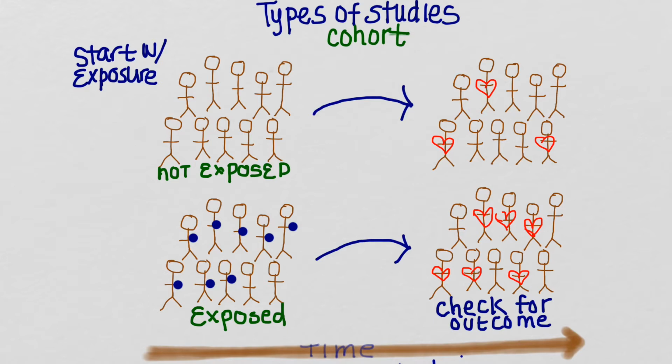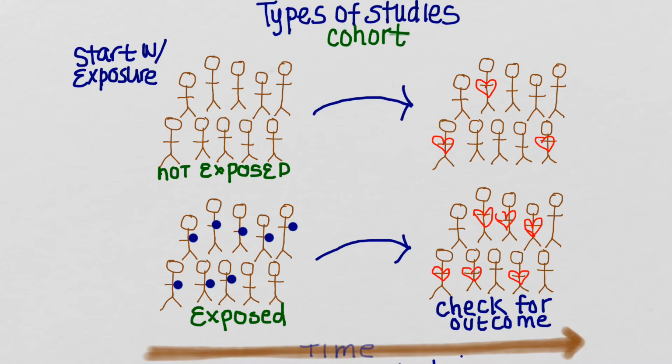So you start with an exposure. Either you have the not exposed, people who didn't take the drug, or the exposed people who did. And you're just basically waiting for an outcome to occur, for a patient to suffer from a heart attack or not suffer from a heart attack, right?